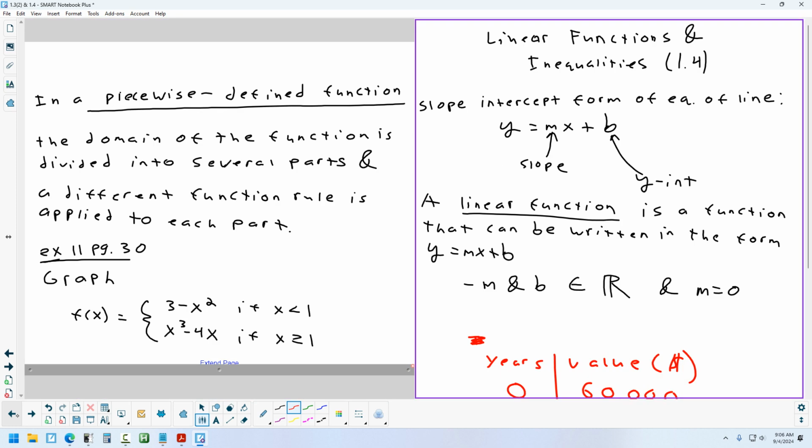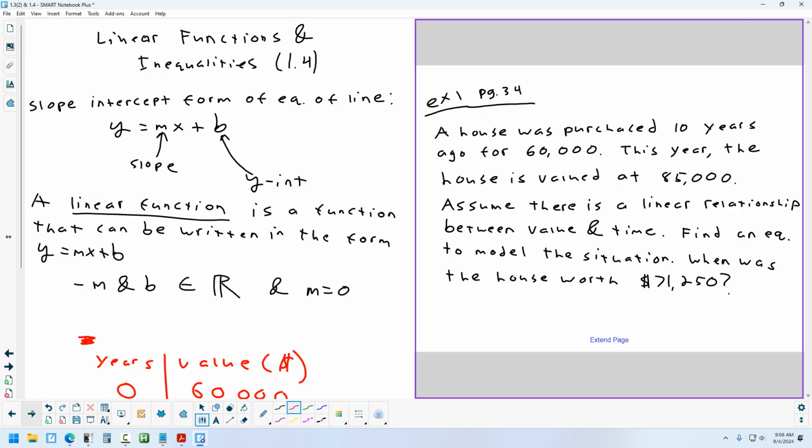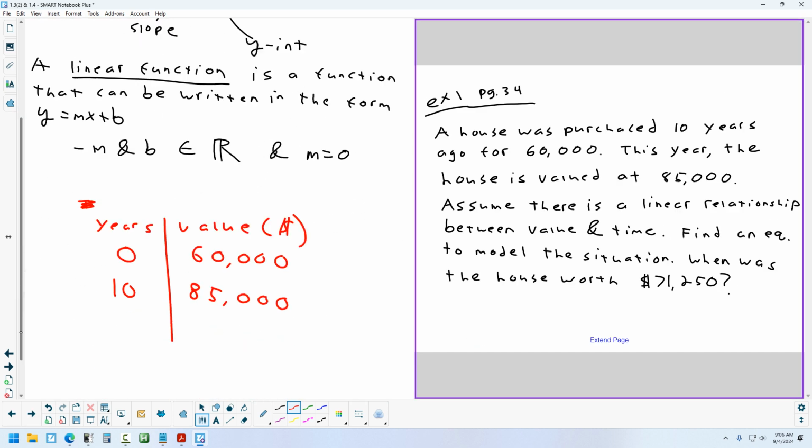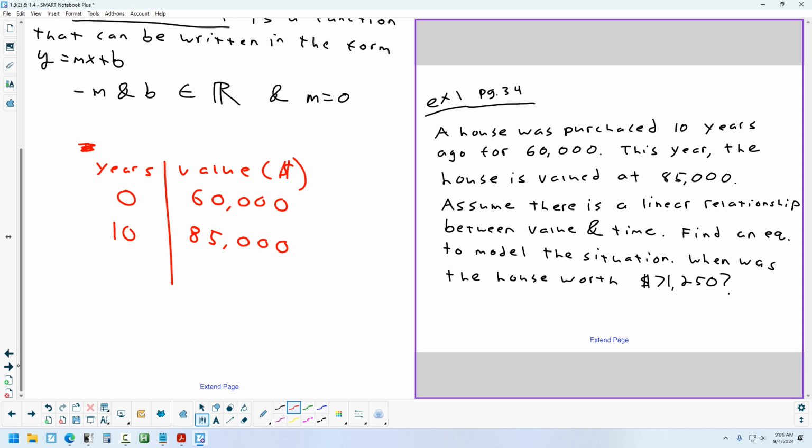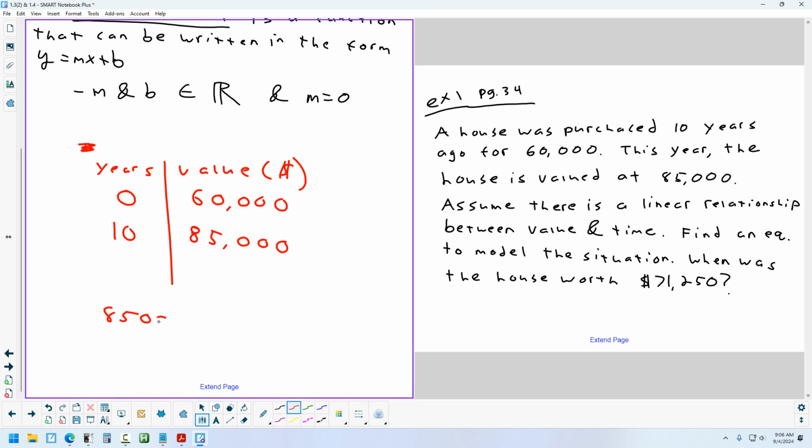All right, so let's find our slope. So what I would do is 85,000 minus 60,000 over 10 minus 0.